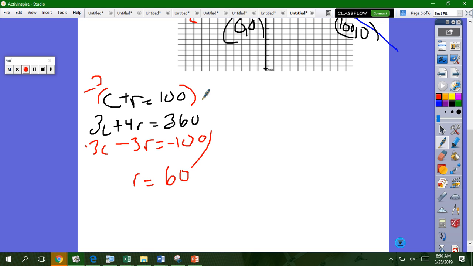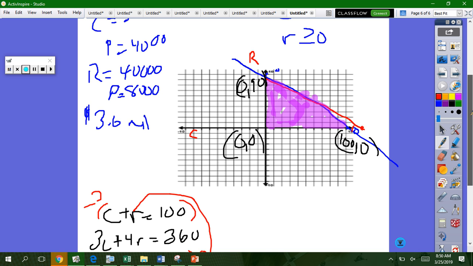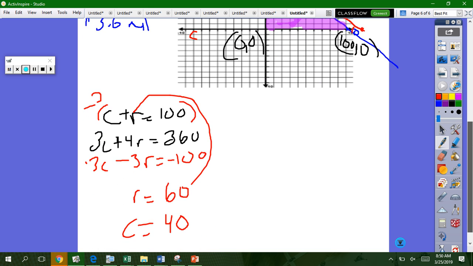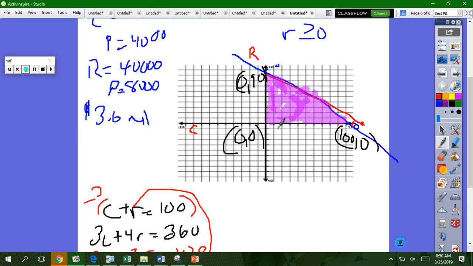So if I plug that back in up in this equation, my colonials have to equal 40. So if we look at this, how much should I have for colonials? 40 and 60. There's my intersection point: 40, 60. Okay? So that's kind of what we needed. We did our linear programming.